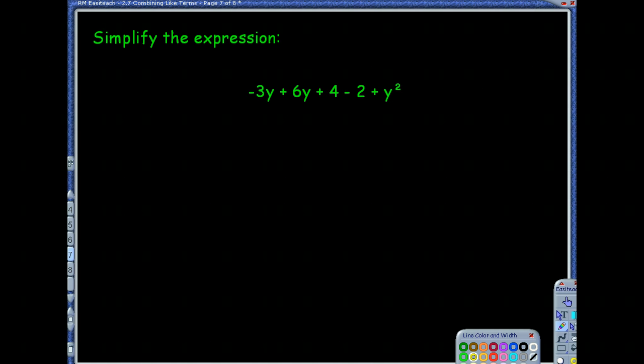Okay, so if we combine the y's, those are like terms together, we're going to have a total of 3 y's. I had negative 3 plus 6 would give me a positive 3y. Then I can look at combining those constants together. I have 4 positives and 2 negatives. That would give me a positive 2. And that y squared is not a like term with anything else, so we just tack it on.